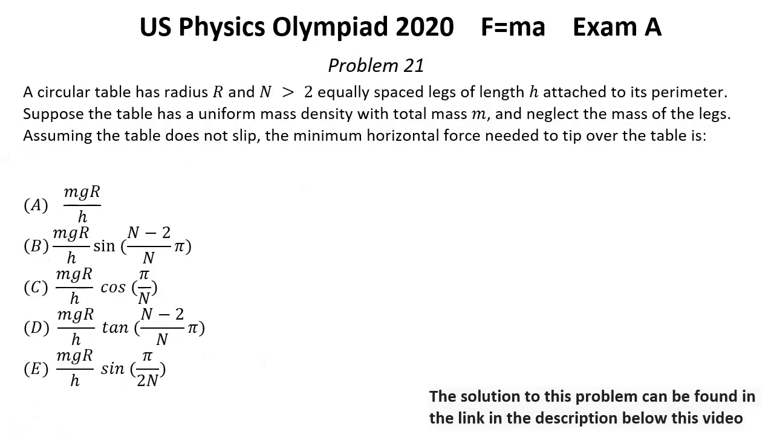Problem number 21. A circular table has radius r and n greater than 2 equally spaced legs of length h attached to its perimeter. Suppose the table has a uniform mass density with a total mass m, and neglect the mass of the legs. Assuming the table does not slip, the minimum horizontal force needed to tip over the table is the next one. Solution for problem number 21.